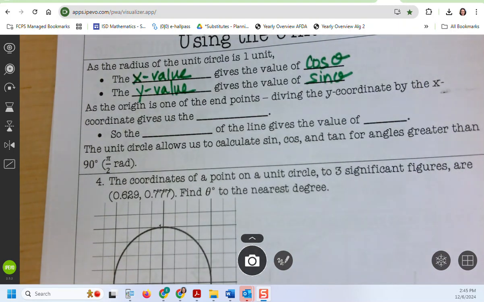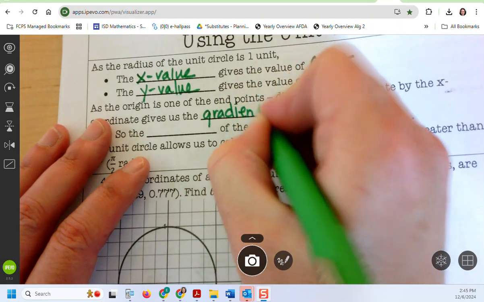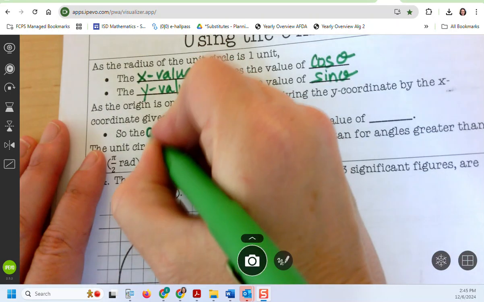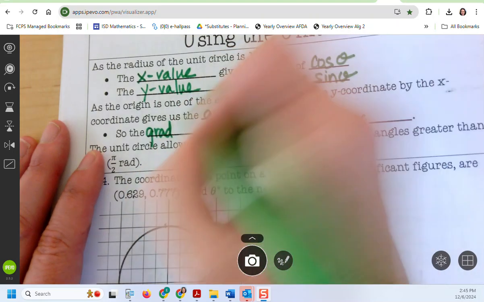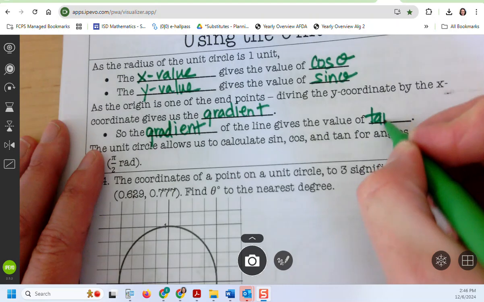I'm not sure if that's supposed to say dividing. It says diving. As the origin is one of the endpoints, dividing the y-coordinate by the x-coordinate gives us the slope, which we call gradient in IB. So the gradient of the line, which would be the change in y over the change in x, is also the tangent. So just be aware that if a problem tells you the gradient, it is also telling you the tangent of the line, of the angle.